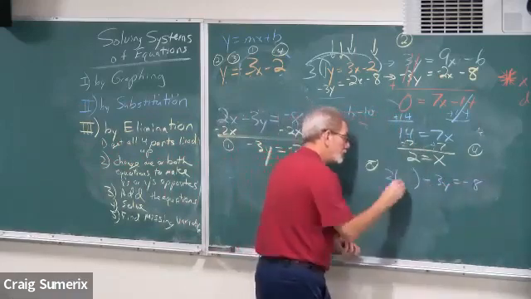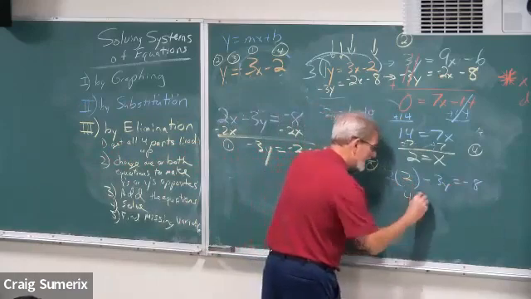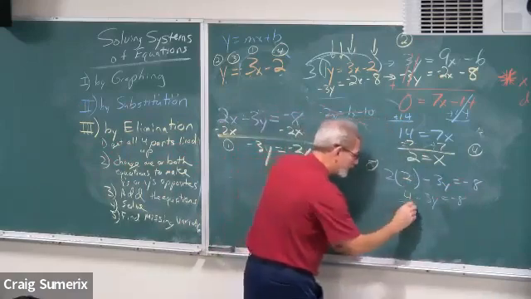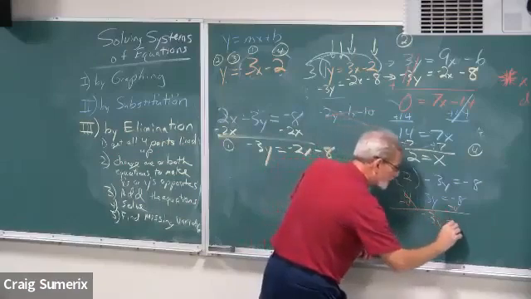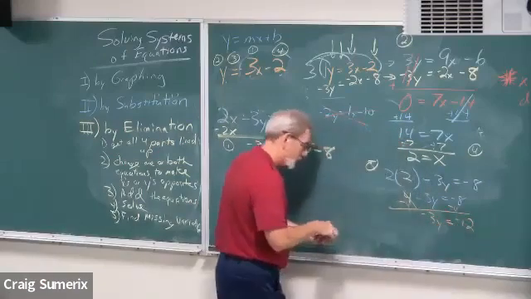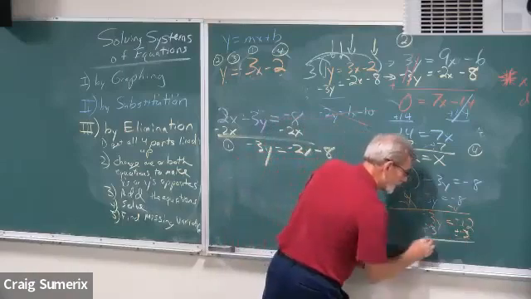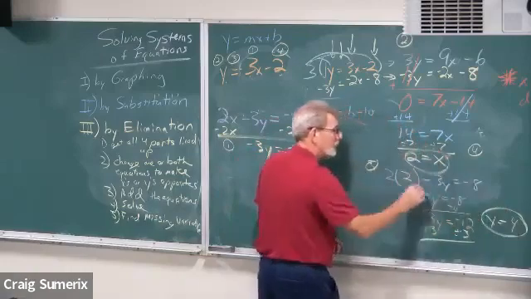This is 2 times 4, minus 3Y is negative 8. Subtract 4. Negative 3Y is equal to negative 12. And then divide by negative 3 again. Y equals 4. The same thing we found before.